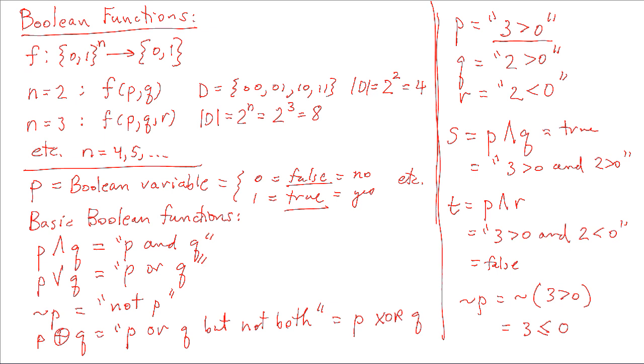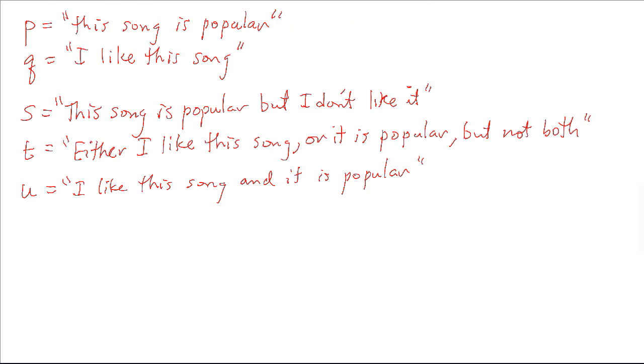Okay, to continue on with some examples like those in the homework, what I've done on this page is I've set up a couple of Boolean variables, P and Q. P is the statement that this song is popular. Q is the statement that I like this song. And I'm going to go ahead and define 3 more statements based on these first 2. And what I'm going to do then is write S and T and U in terms of P and Q using the notation.